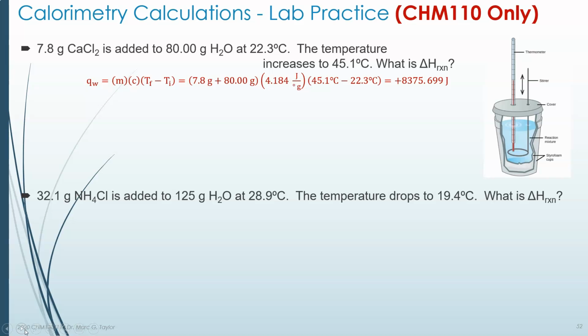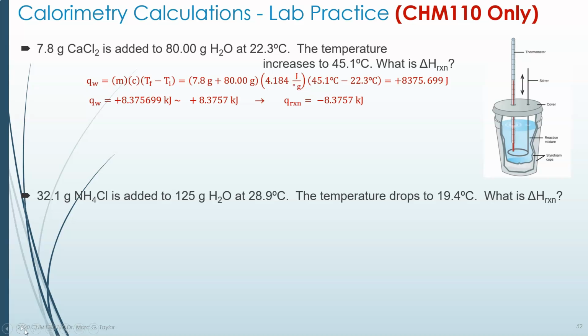So this is the heat that the water has absorbed from the dissolving of the calcium chloride in the water. Now that we know the heat that the water gained, we automatically know that the heat of this reaction, in this case the solvation of calcium chloride, is the negative version of that, and we change it to kilojoules, so it would be negative 8,375.699 joules, and we turn that to kilojoules, negative 8.3757 kilojoules. Now you notice I haven't rounded any numbers. We don't do the rounding until the very end.